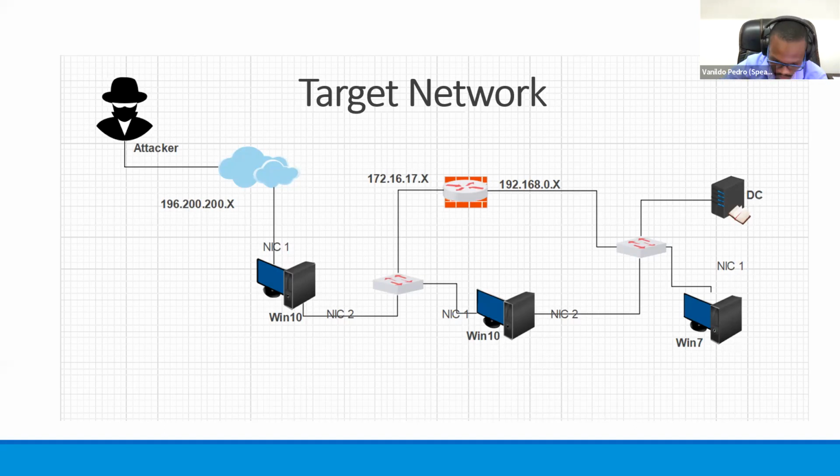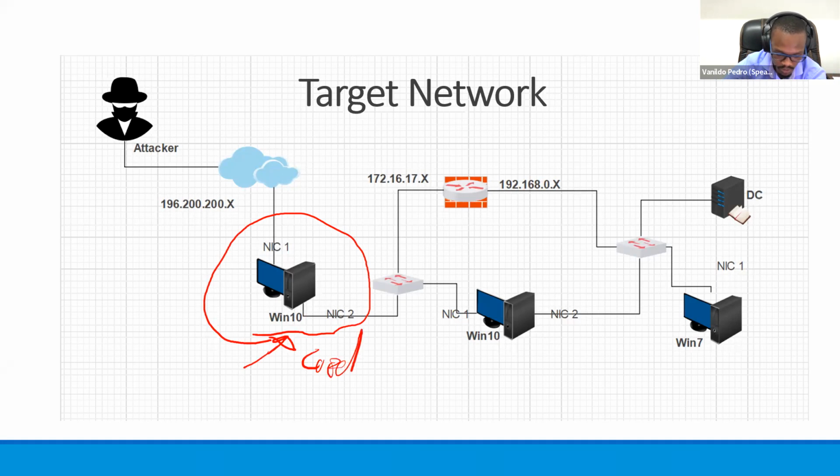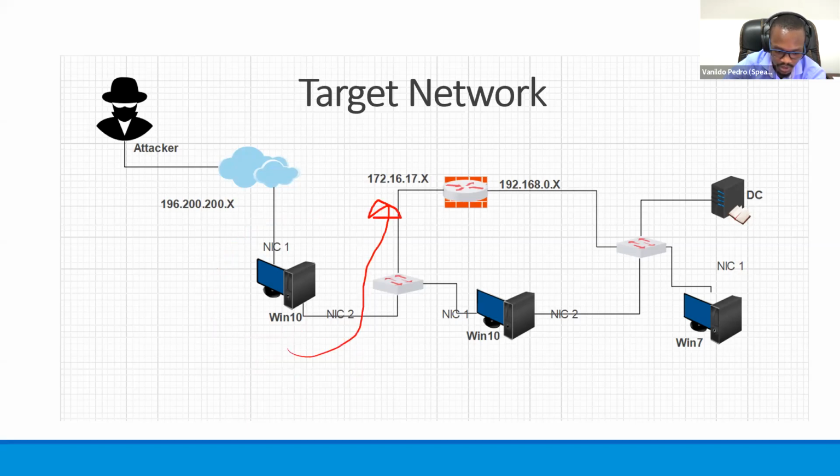Here we have our first target. We'll assume that we have already compromised this machine. During your pen testing, the first thing you get is access to your first internal machine. This machine, I have already compromised it, okay? So it means that I have credentials to access this machine. If you get credentials to access this machine, it is already connected to another network. Which network is it connected to? It's connected to this network.